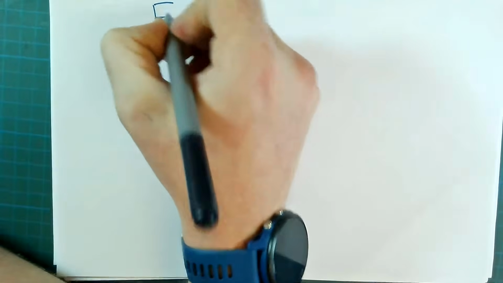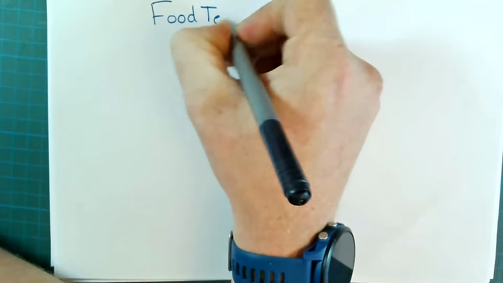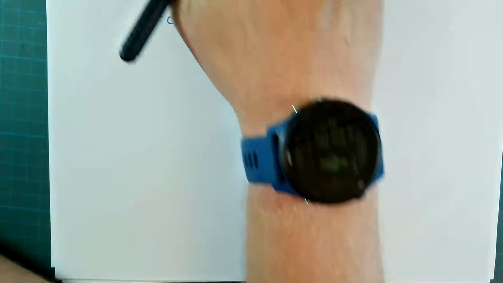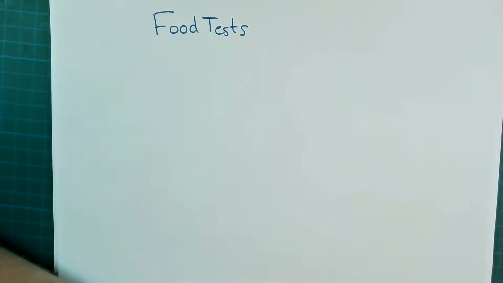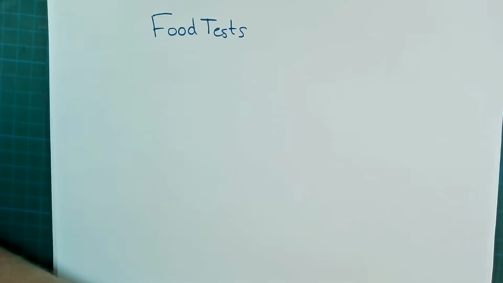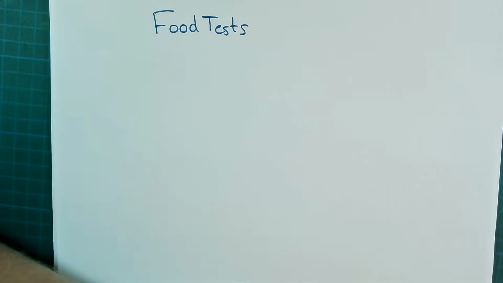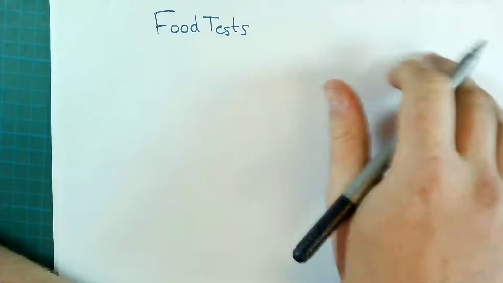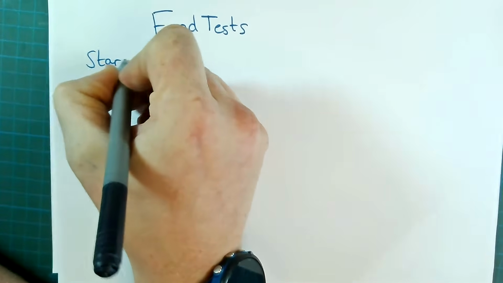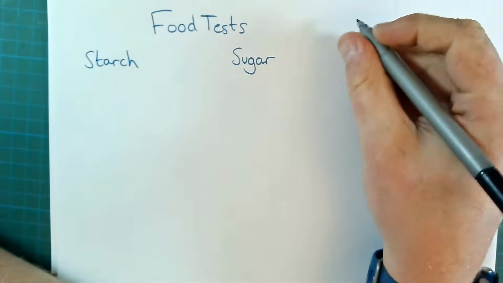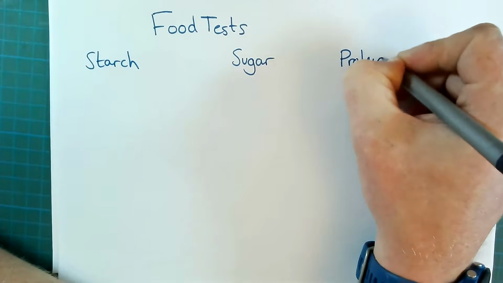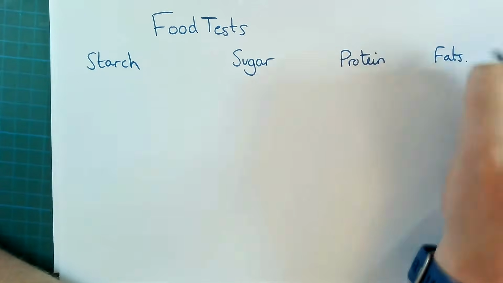Right. Food tests. Is it food? Yes. Right. So there are 4 food tests. We'll do B2. I want to probably do bioenergetics first, unless anyone cracks in, because I did a poll at the start. So there are 4 food tests that you need to worry about. That is testing for starch, testing for sugar, testing for protein, and testing for fats.